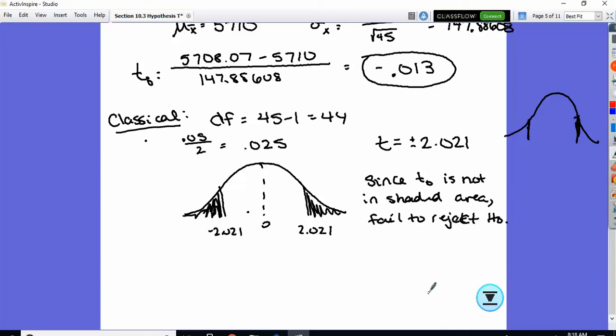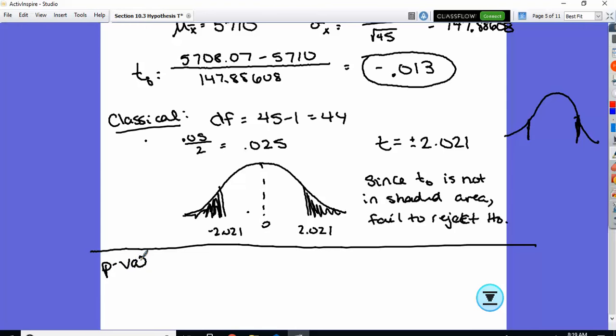Now, does that mean the null hypothesis is true? No, it just means I can't prove it's false. Okay, we don't have enough evidence to reject it. All right, so that's the classical P-value approach.